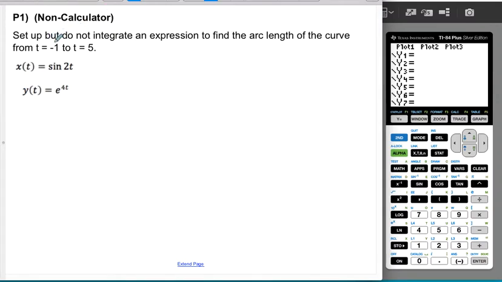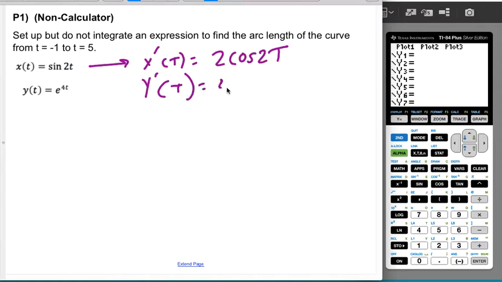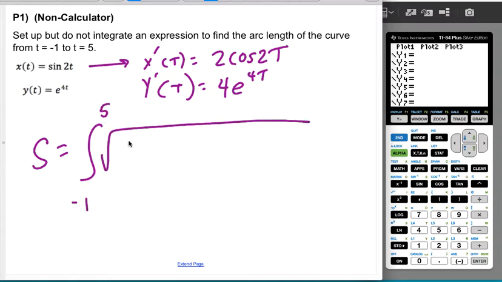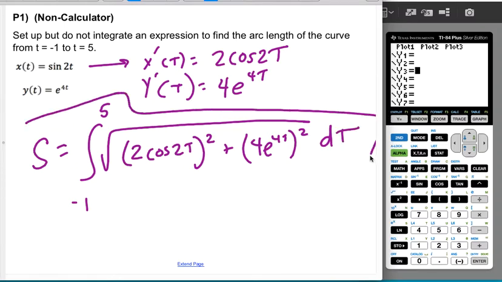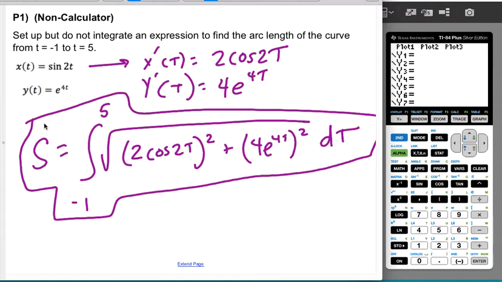All right, let's do the same thing. We're going to find an integral expression for the arc length of this curve from negative 1 to 5. Again, I need two things. I need x prime of t, which is 2 cosine of 2t. I need y prime of t, which is 4e to the 4t. So then my arc length is the integral from negative 1 to 5 of the square root of 2 cosine of 2t quantity squared plus 4e to the 4t quantity squared with respect to t. That's it. Don't clean it up unless you are required to do so because you're asked to do something else in the problem.